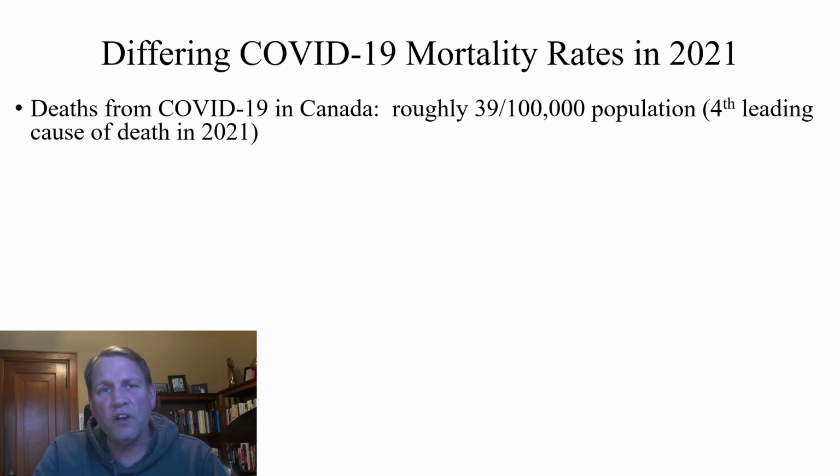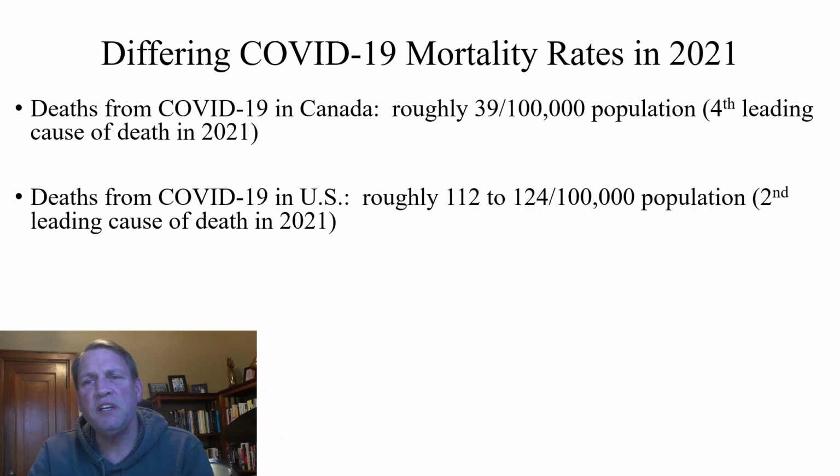Regardless, COVID-19 was the second leading cause of death in the United States in 2021, and the fourth leading cause in Canada. Now, to be clear though, understand that what we mean by the death rates from COVID can mean different things. In particular, you can be talking about survival and death rates in terms of what happens to people once they've contracted the disease.